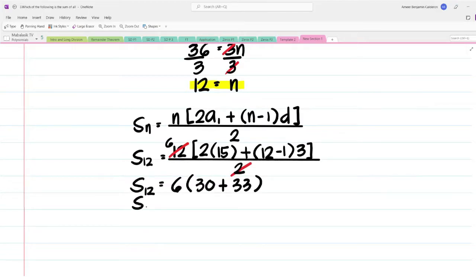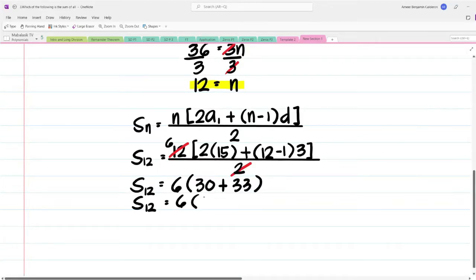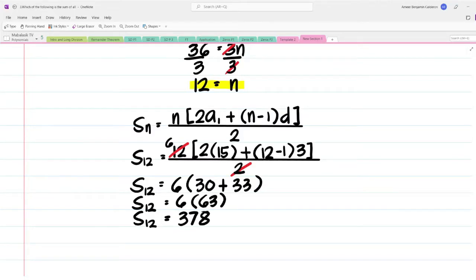So S sub 12 now is equal to 6 times 33. Which is equal to, not 33, 63. Kasi diba, 30 plus 33. Sorry. So S sub 12 now is equal to 378. But I'm not so sure if that is really 378.